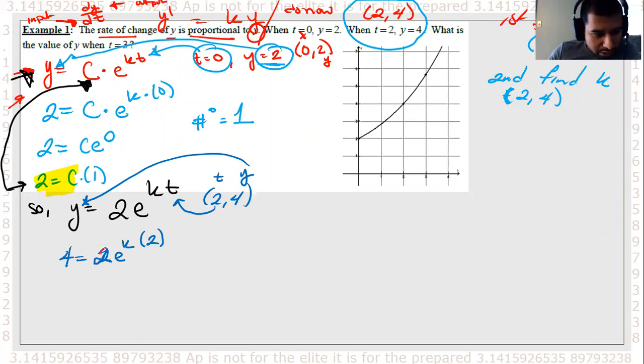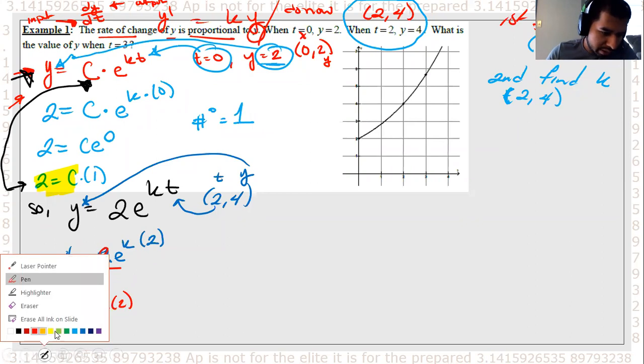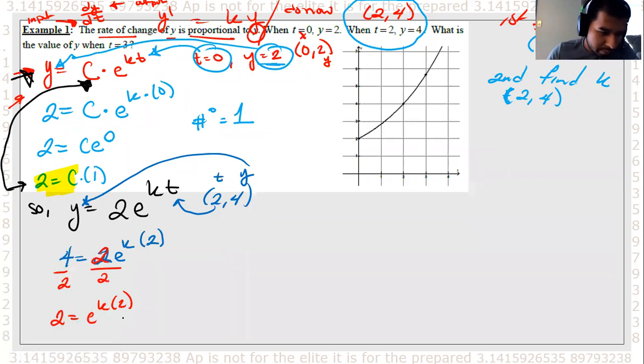So first things first, there is a 2 right here. I can go ahead and simplify, divide by 2, divide by 2. I got 2 equals e^(2k). Hopefully you're brainstorming on what we can do next. How do I get rid of the e? I'm solving for k right here, but it is in the exponent. So you should be hoping to use natural logs. Natural log of e^(2k).